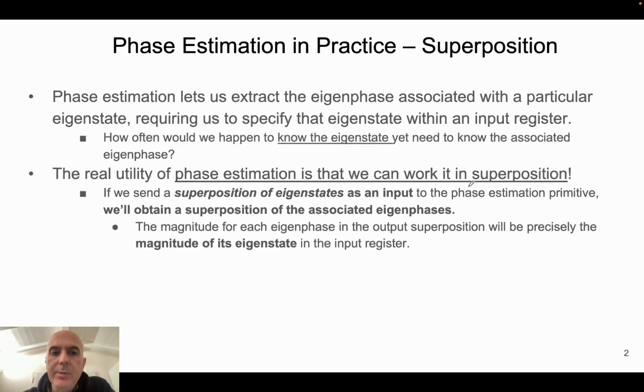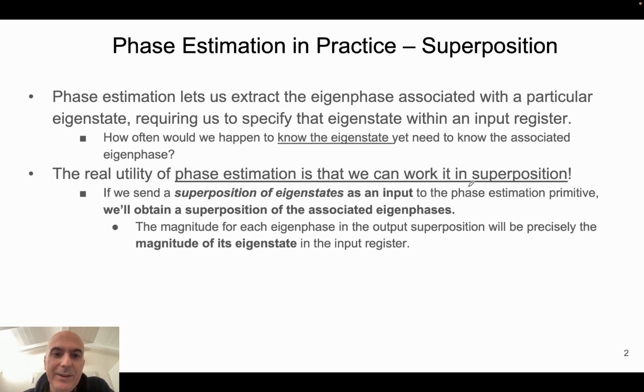So the phase estimation lets us extract the eigenphase associated with a particular eigenstate, requiring us to specify that eigenstate with an input register. So the phase estimation requires as an input the eigenstate. We might question how useful it is in practice to use a phase estimation, as in many cases, we do not have the eigenstate, the quantum eigenstate of a particular quantum operator.